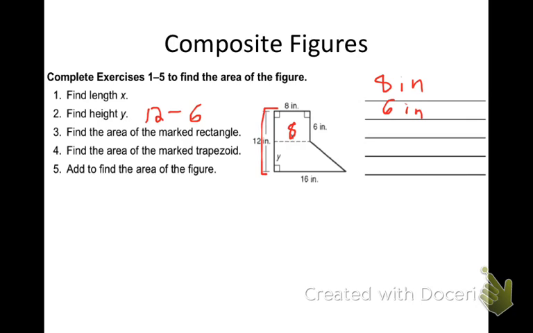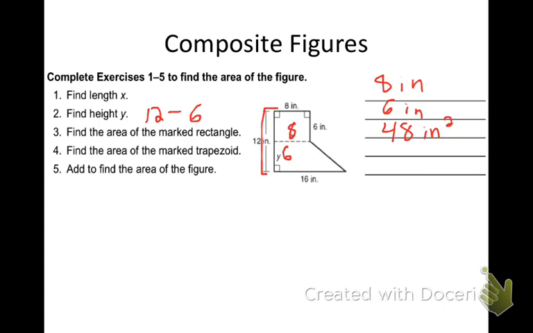Okay, so now that I have x and y, I need to find the area of the rectangle. Area of a rectangle is, remember, length times width. What is the area of that rectangle? 48 inches squared. Nice job.